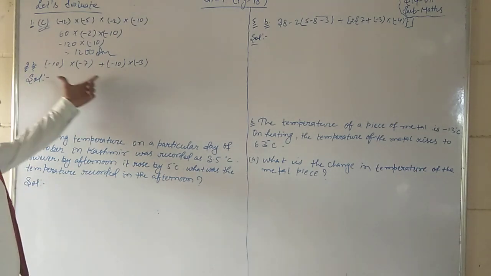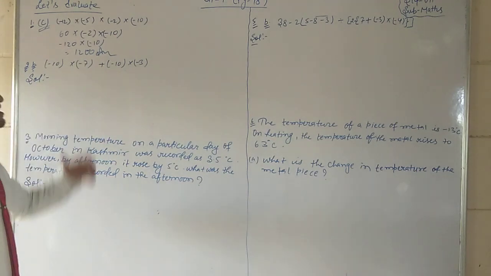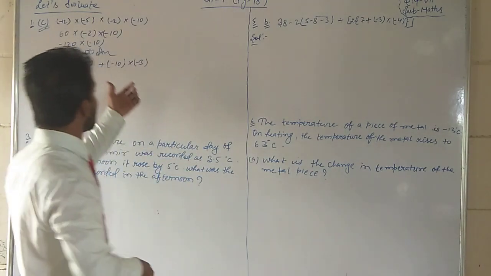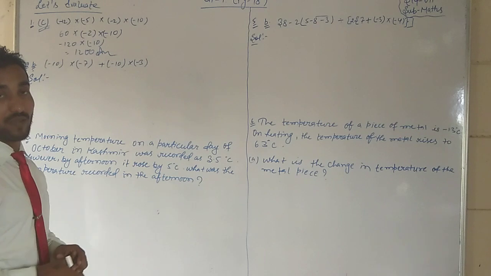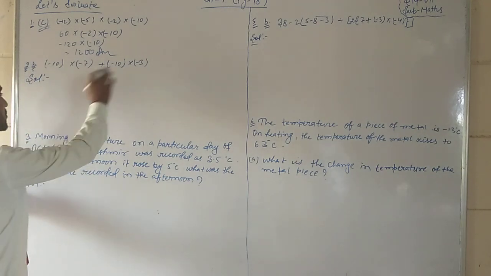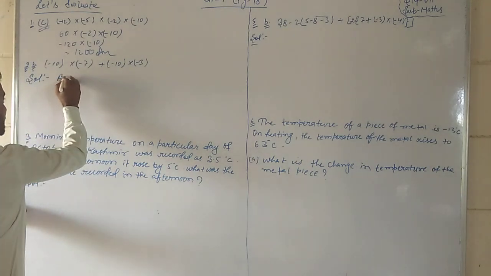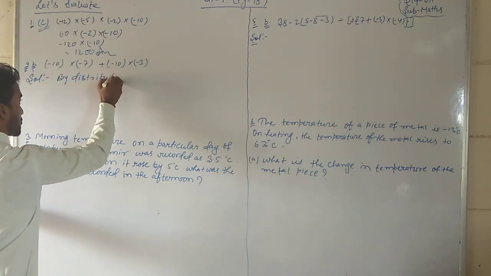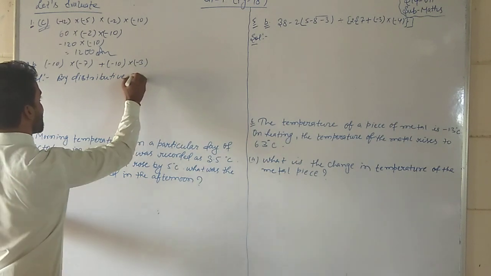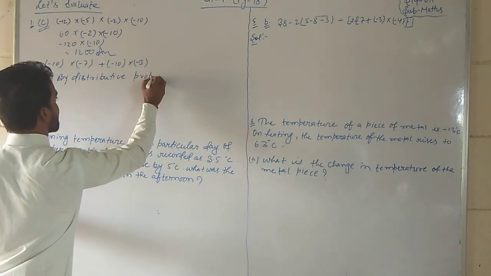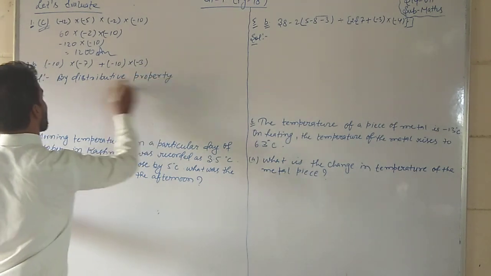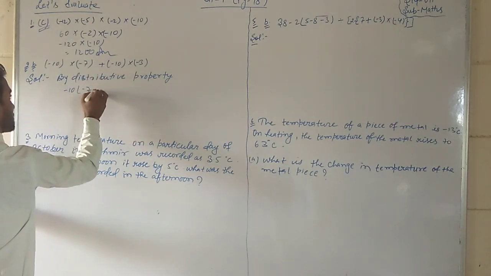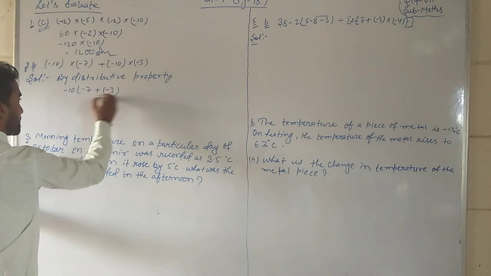Second, students, this multiplication is based upon a property of integers. So whichever property is followed in the question, you have to recognize and mention it. I hope it is the distributive property. It is following the distributive property, so we will mention over here the distributive property. Minus 10 will be common. Minus 10, what will be left? Minus 7 plus minus 3.